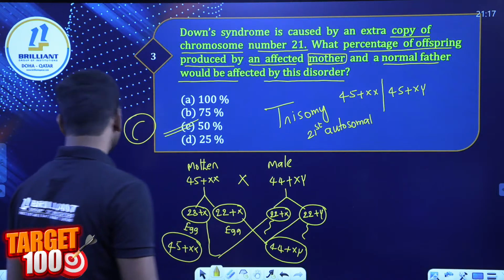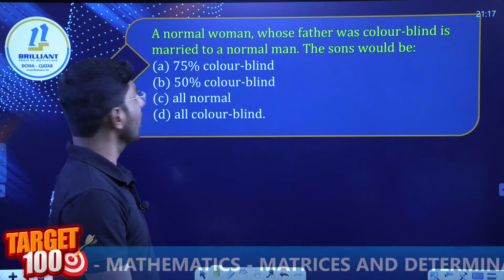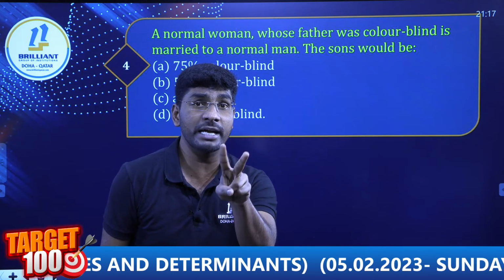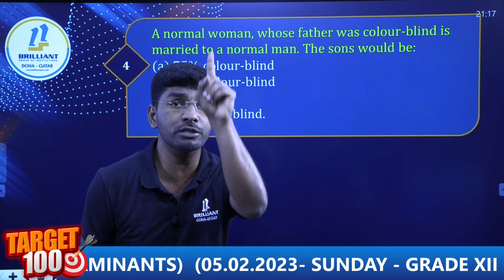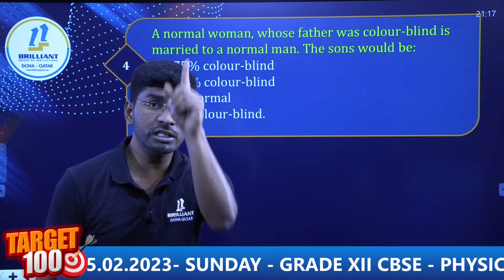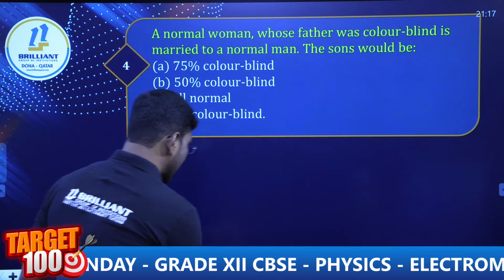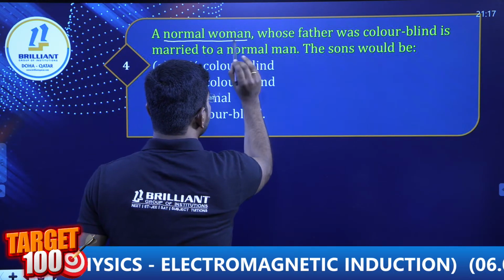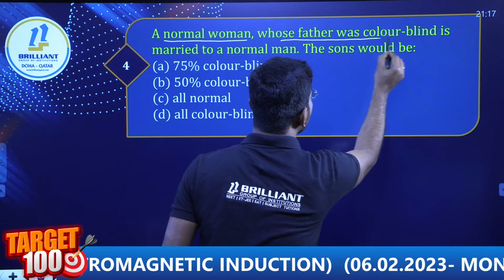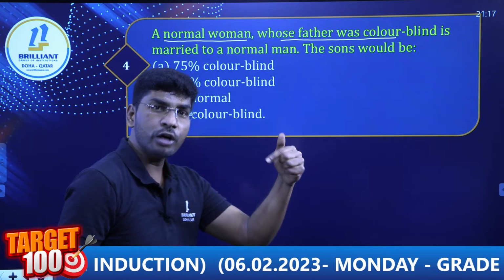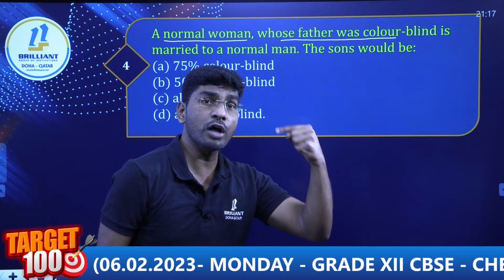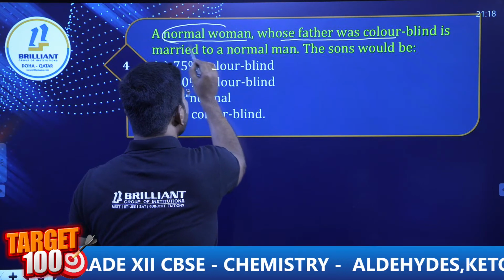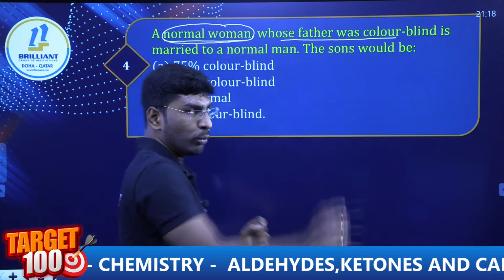Next question. Question number, I think, 4th one. This type of questions will come: hemophilia, colorblind, crisscross pattern, sex-linked inheritance questions come. So look at the question, what the question is telling us. A normal woman whose father was colorblind. Can you please tell me the genotype of this woman?